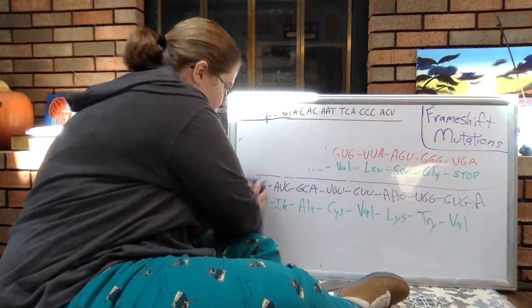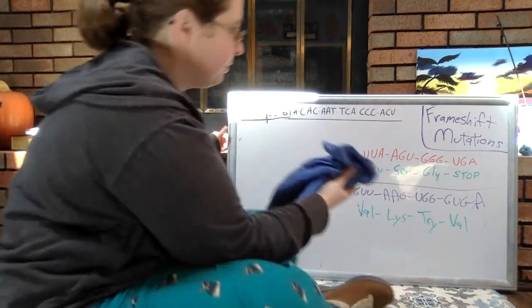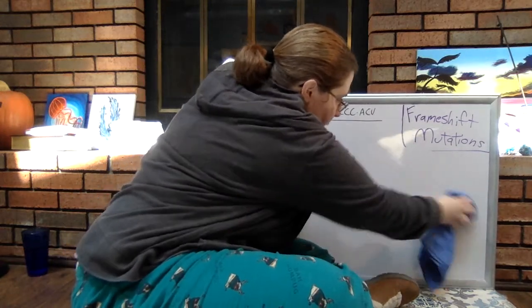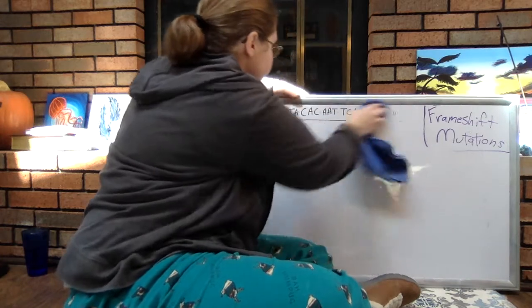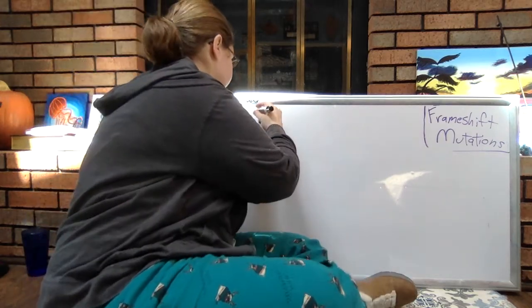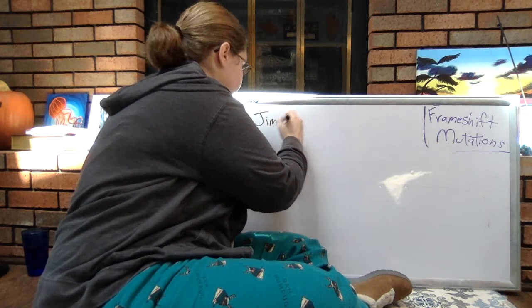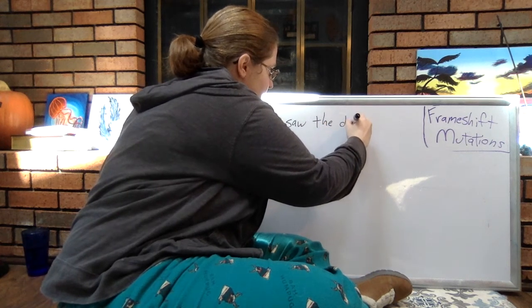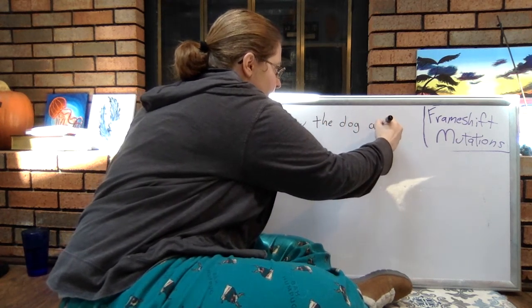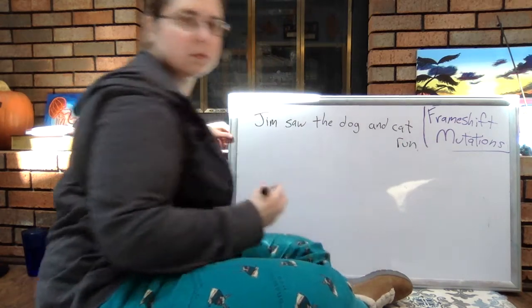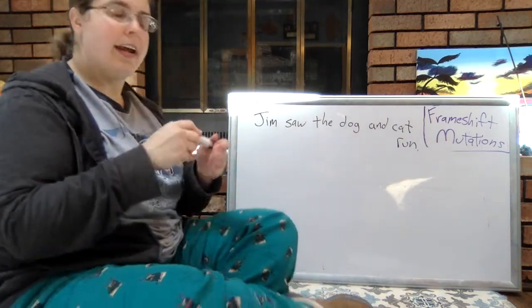Let me give you a more practical example of this. Sometimes, when it gets to this, a lot of times kids are like, what? Let me give you a better example, a more practical one. I'm going to write a sentence using 3-letter words. Jim saw the dog and cat run. Jim saw the dog and cat run.